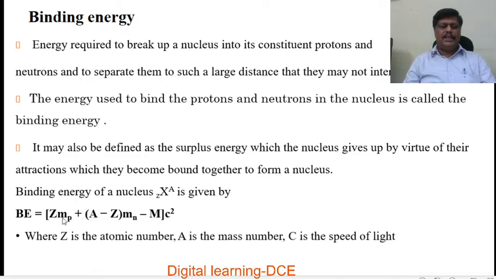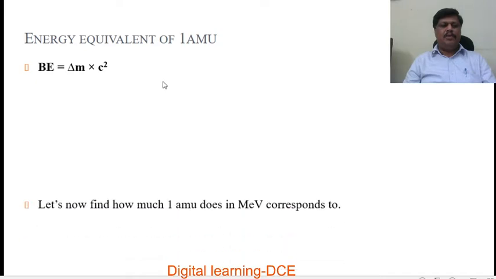According to Einstein's mass energy relation, E = mc². Similarly, the binding energy is equal to ΔM c², where ΔM is the mass defect. The difference in mass is converted into binding energy. Where Z is the atomic number, A is the mass number, c is the speed or velocity of light, Mp is the mass of proton, and Mn is the mass of each neutron. So energy equivalent to 1 AMU.